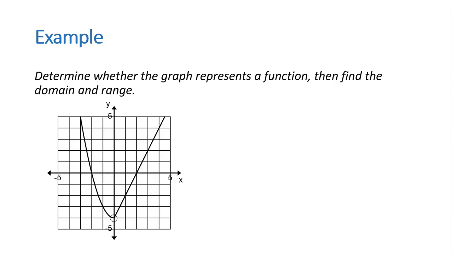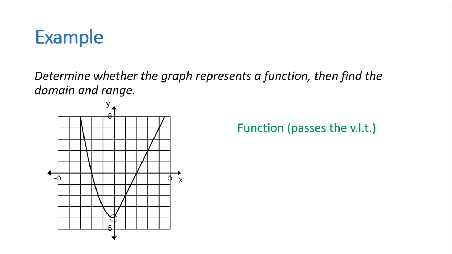But first, let's decide if it's a function. So imagine putting a vertical line anywhere on this graph. Is the vertical line going to cross the graph more than once? It's pretty clear from this graph that there aren't any spots where anything would cross multiple times, so this is a function. It does pass the vertical line test. Now let's look at domain and range.